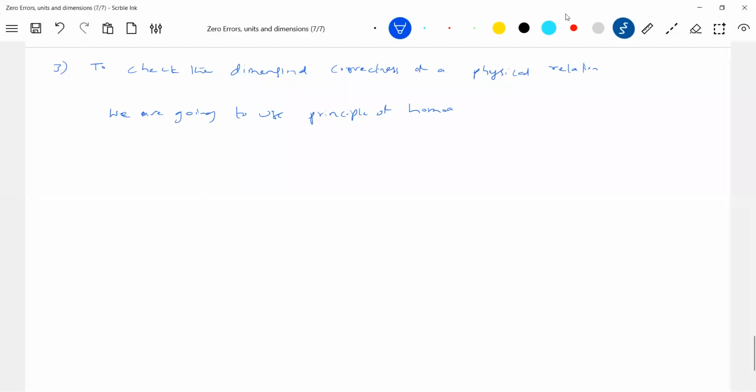Okay, now let's come to the very important topic, which will help us a lot to check the dimensional correctness of a physical relation. So here we are going to use the principle of homogeneity. This is something very important for us.